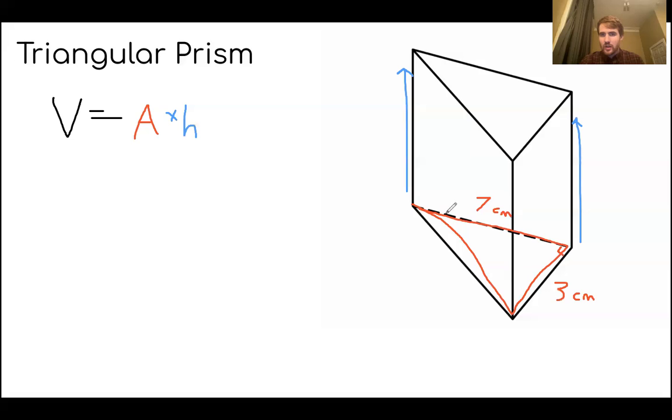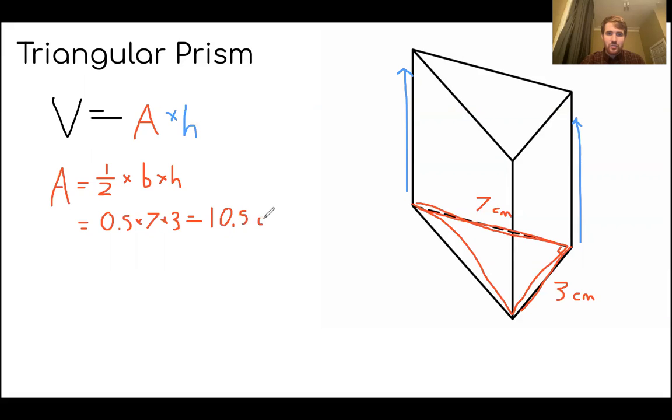This is a triangle, so we're going to use the base, which is this end here, times the height times 1/2. Area equals 1/2 times base times height, which is equal to 0.5 times 7 times 3. And this is going to give us 10.5 centimeters squared. So it won't always be a triangle at the base. Sometimes it will be a different shape. You'll have to find the area of whatever shape is at the base and multiply it by the height.